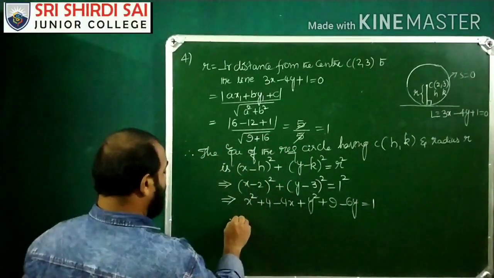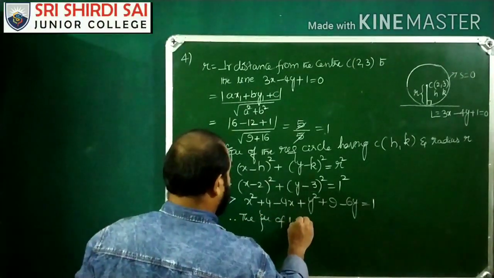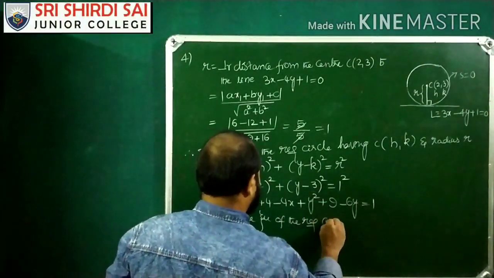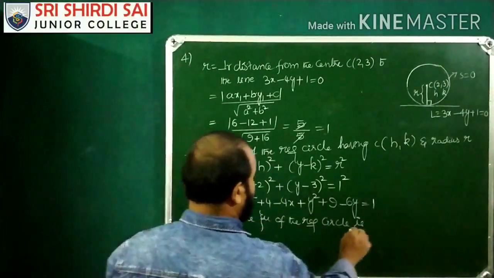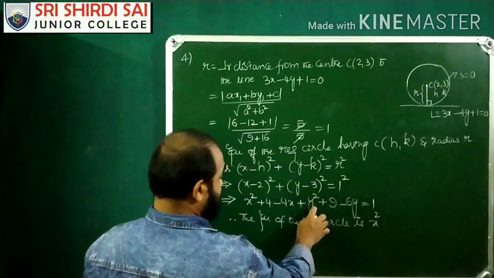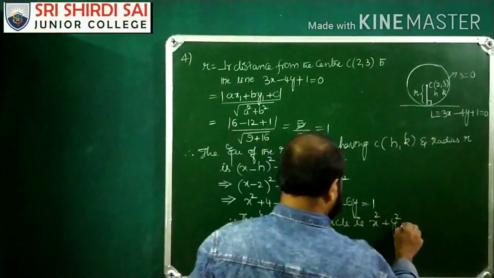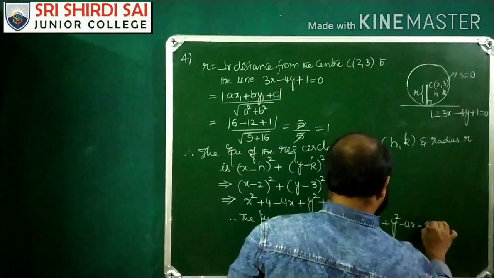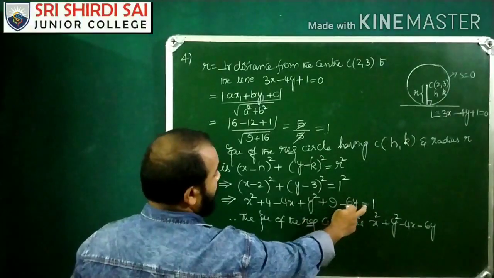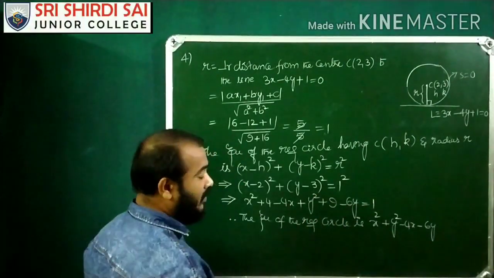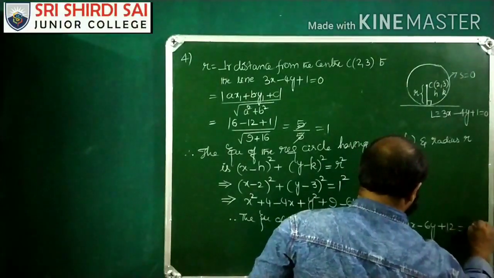Therefore the equation of the required circle is x² + y² − 4x − 6y + 4 + 9 = 13; if you transpose the 1 to this side, 13 − 1 gives 12, so x² + y² − 4x − 6y + 12 = 0.